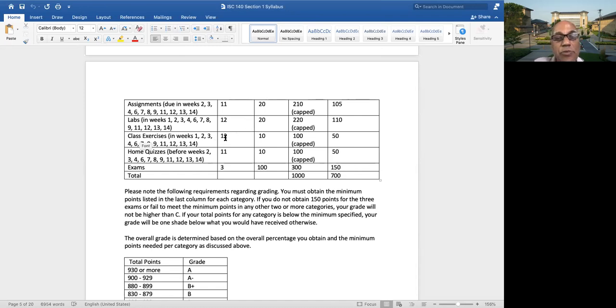Then every week, except when there is an exam, there will be a class exercise. Each one is worth 10 points, and for a total of 100 points capped. And before coming to class, starting next week, you must take a quiz. After watching the videos and reading the textbook, do that way for maximum benefit. And this is worth a total of 100 points, again capped.